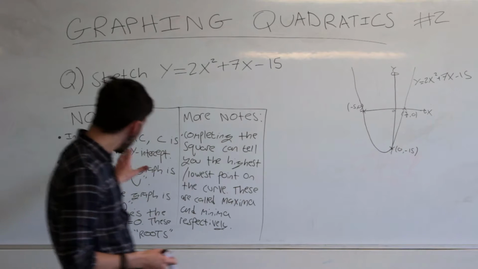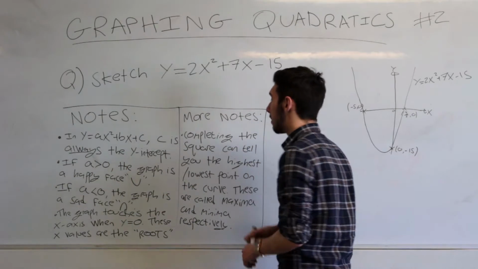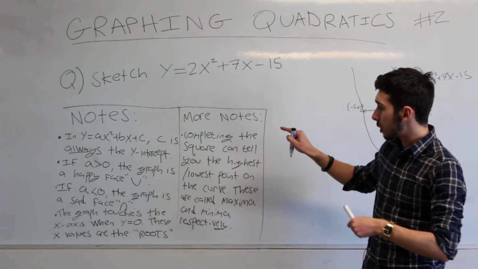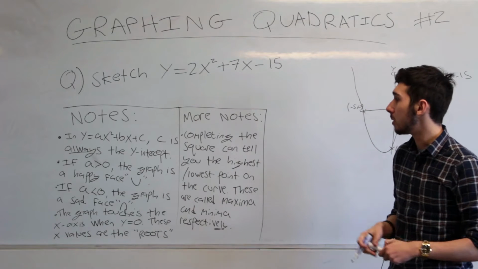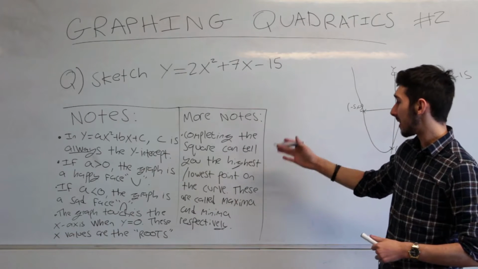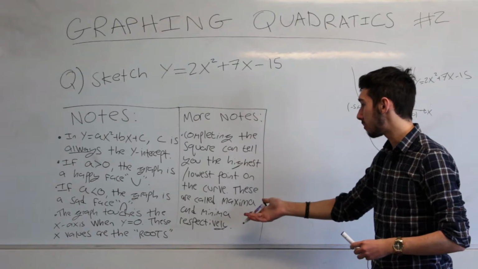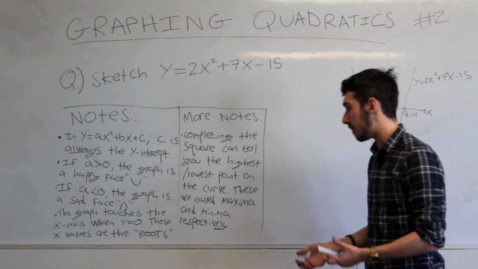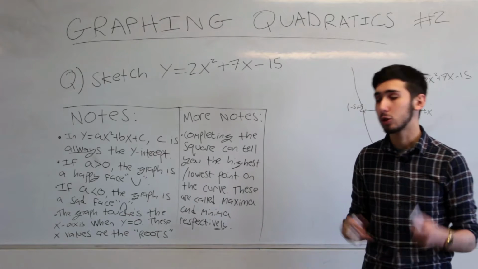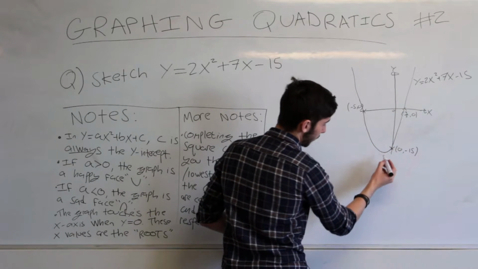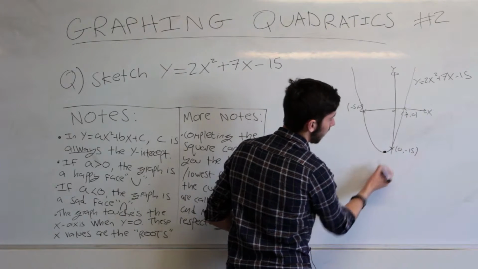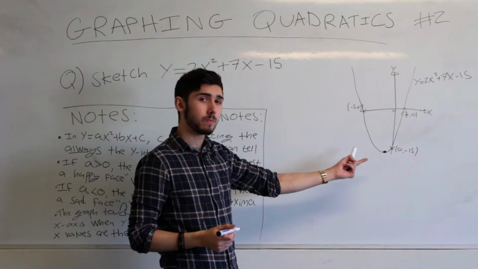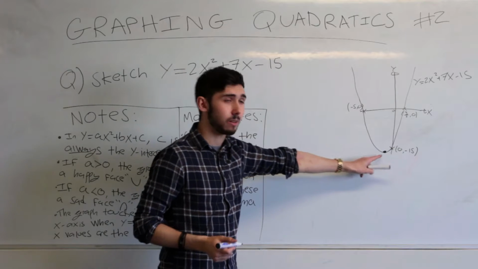So we've got the same notes as we did beforehand, but I've cramped it even more by putting more notes. This is actually just one note. This one note says completing the square can tell you the highest or lowest point on the curve. These are called maxima and minima respectively, okay? So, for instance, we want to find this point here on this particular quadratic. Is that a maxima or a minima? That's a minima because it's at the bottom.